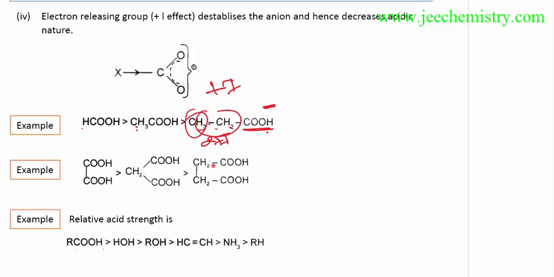Now similarly in this group, one methyl group is present. So it will be less acidic than this one. It will provide a plus I effect. That's why the one which doesn't have any plus I effect will have more acidic strength than this.